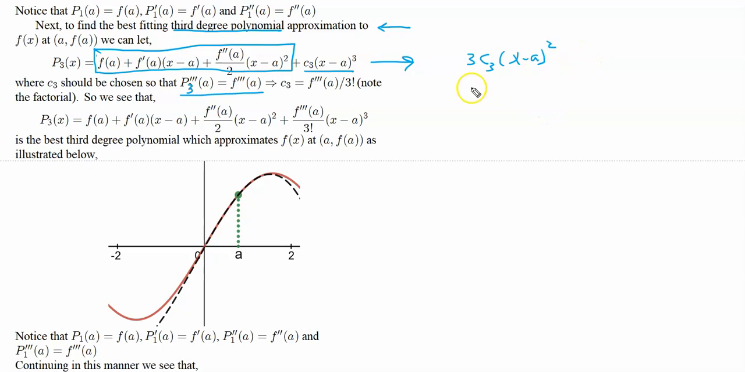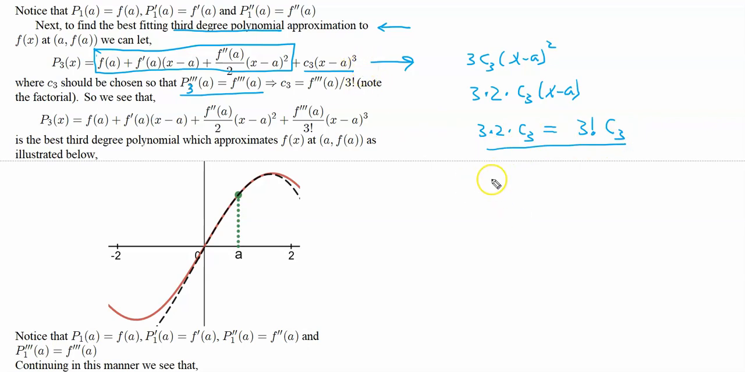The second derivative is going to be 3 times 2 times c3 times x minus a. That's the second derivative. Then the third derivative is just going to be 3 times 2 times c3, and that's it. It's just going to be a constant, or 3 factorial times c3. This is the third derivative of this function up here.